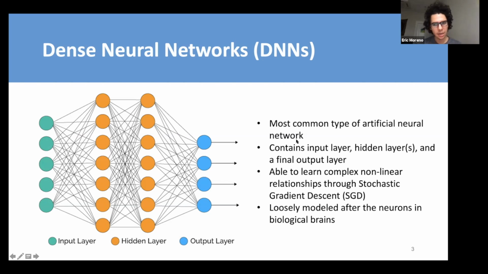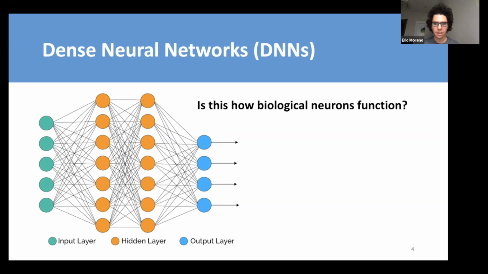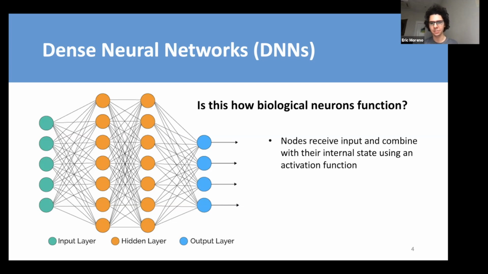The DNN is the most common type of artificial neural network. Basically, you have an input layer, which is connected to some hidden layers where you perform some kind of nonlinear computation, and which are then passed to an output layer. You are able to learn nonlinear relationships between your input data and your output data using stochastic gradient descent. This model is based off of neurons from biological brains, and it was developed decades ago and has been iterated upon. But is this really how biological neurons function? We have to ask ourselves.